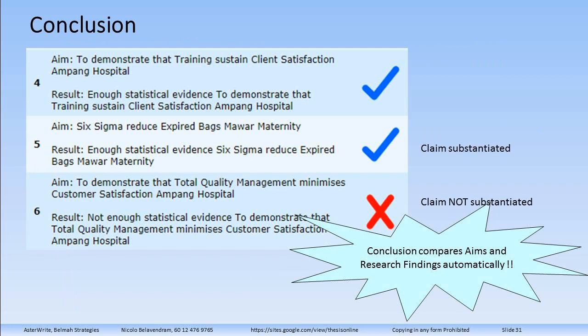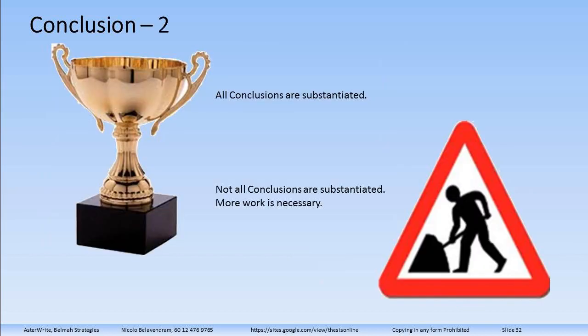If the test result rejects HO, AsterWrite substantiates this by enough statistical evidence that the statement is proven. If the test result does not reject HO, AsterWrite substantiates this by not enough statistical evidence for the statement. You will then need to study a statistical test all the way from the research or sub-research statement. When all the research or sub-research statements are substantiated in the test status, AsterWrite displays a trophy.